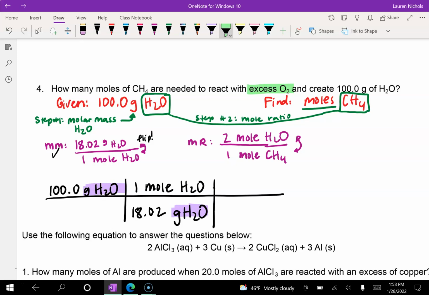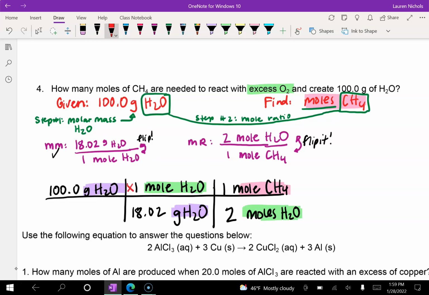So we need to do a second step. If I have moles of water here, I need to have moles of water at the bottom of my next fraction. And I know that my next fraction is mole ratio because we've already used molar mass. So mole ratio is next. And actually we're going to need to flip this one because it's got moles of water at the top. So 2 moles of water at the bottom, 1 mole of CH4 at the top. And since moles of CH4 matches what we're trying to find, that means we are ready to put this in our calculator. So it'd be 100 times 1 times 1 divided by 18.02 divided by 2.